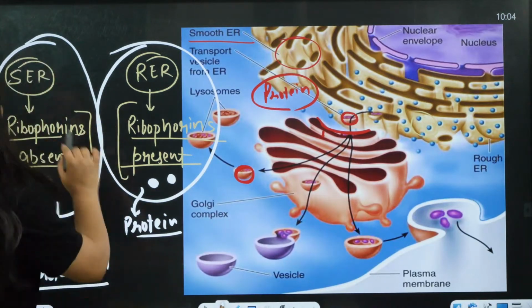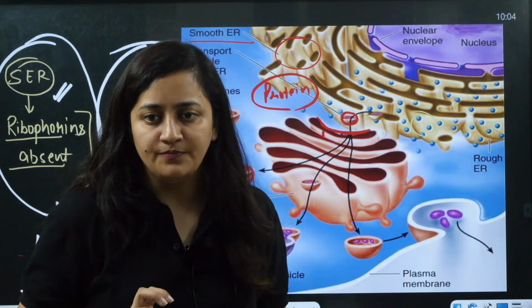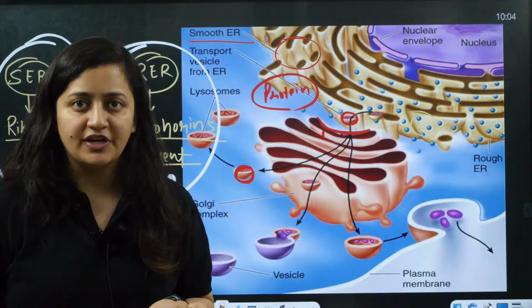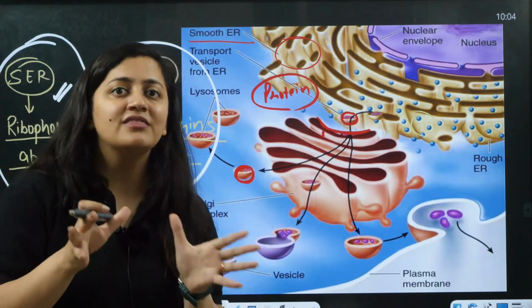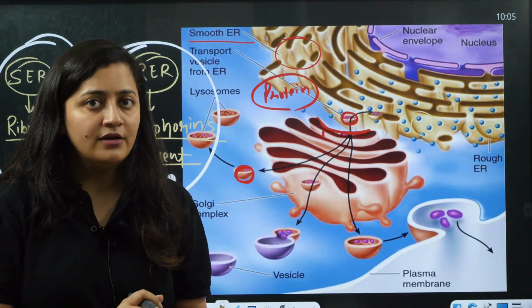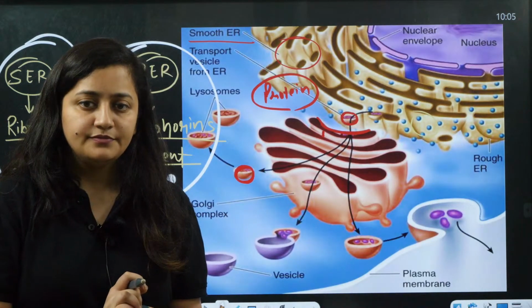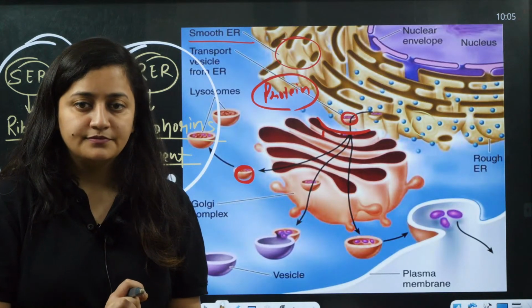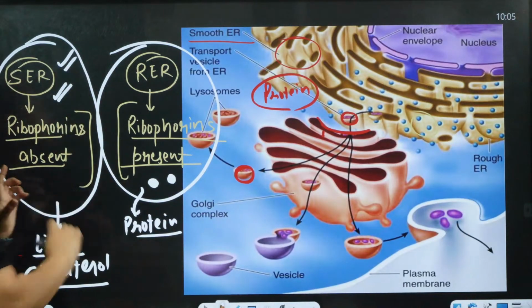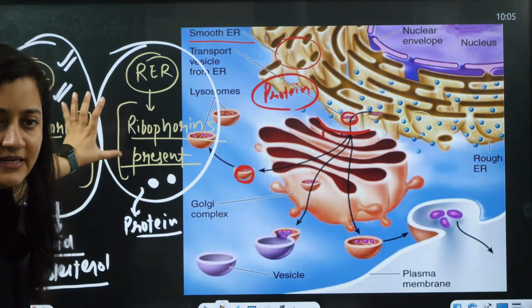Okay, and I will add one more function of SER here. Do you know it is the liver which plays the role in detoxification? Do you know about it? Liver plays the role in detoxification. So this smooth endoplasmic reticulum is going to help in that, whatever the drug metabolism is there. Basically it helps in settling down those things.